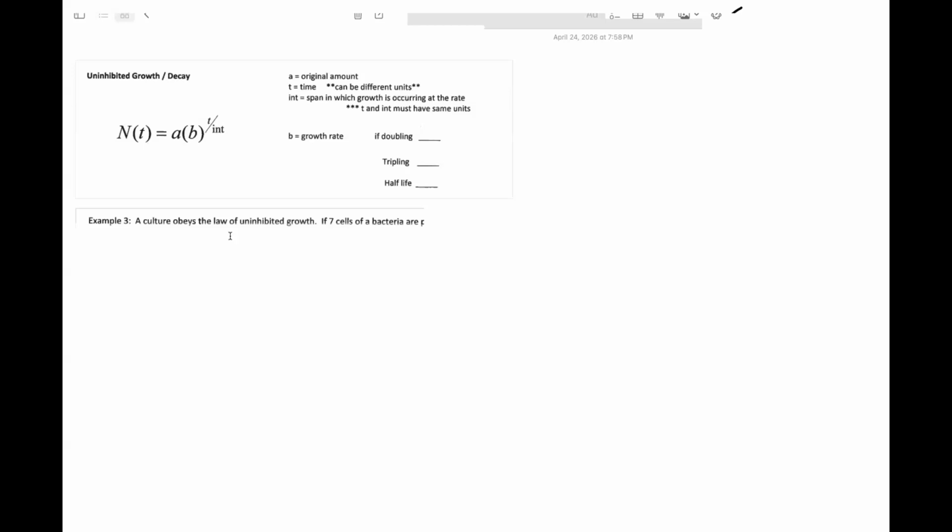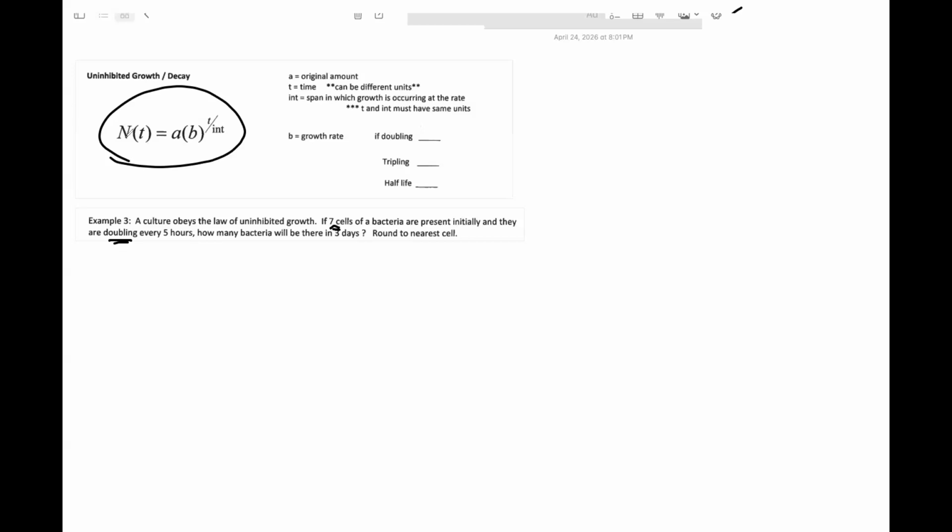Which is half here? Which is double here? They are doubling every 5 hours. So which one is 2? Which one is 7? You tell me, guys. You have to use this formula for any growth or decay, right? Particularly the half-life and doubling problems will use this formula.